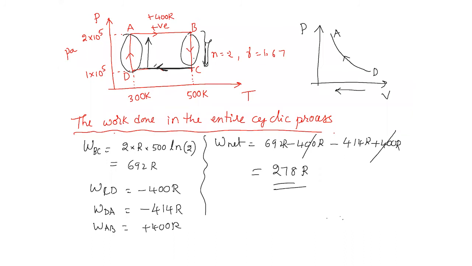Work done by the gas means volume should increase, and the work done will be positive in physics. Work done on the gas means volume will decrease and the net amount of work done will become negative. So here work is done on the gas. Here also work is done on the gas. Here work is done by the gas. Here work is done by the gas.